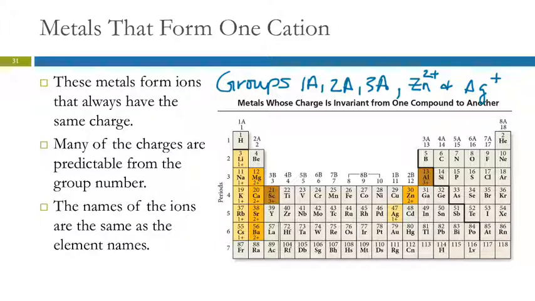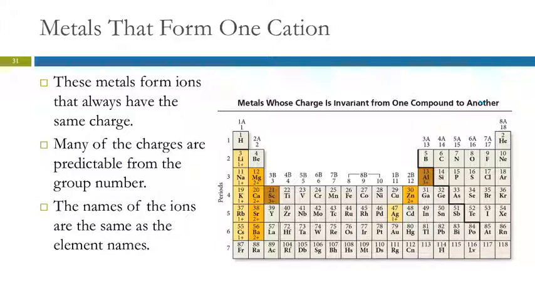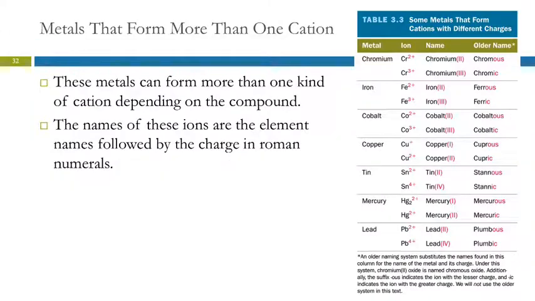Okay, any questions? So those guys form one charge. The name of the ion is just the element name. And then we have these other guys. These are all of the metals that are not in groups 1A, 2A, 3A, zinc, and silver. These can form more than one kind of ion depending on the compound. So for example, chromium. Sometimes chromium is +2, sometimes it's +3. How do you know? Well, it just depends.